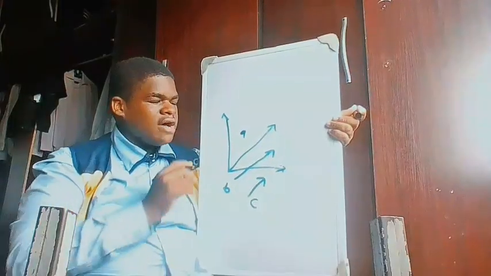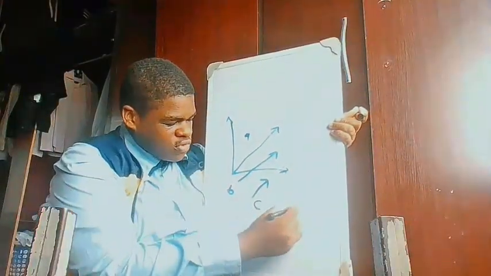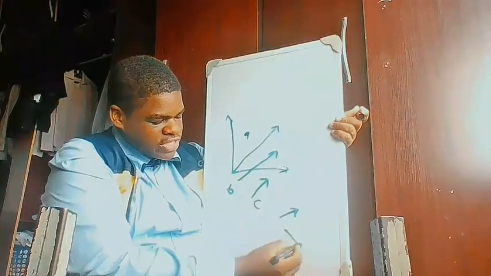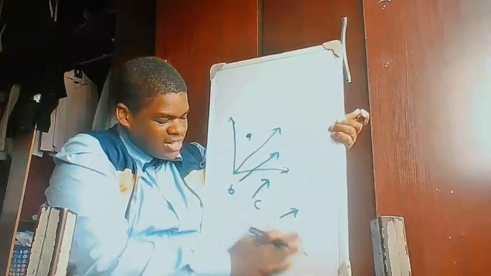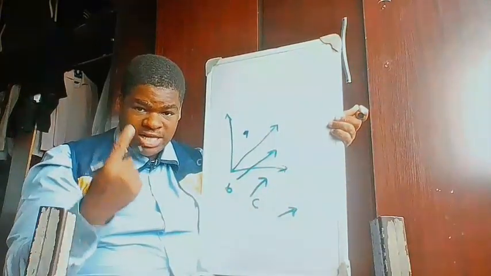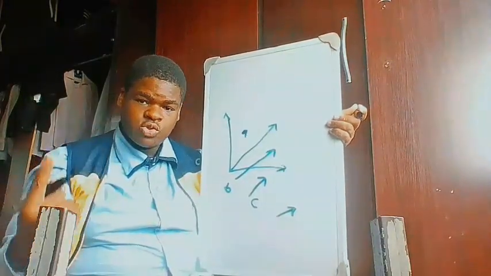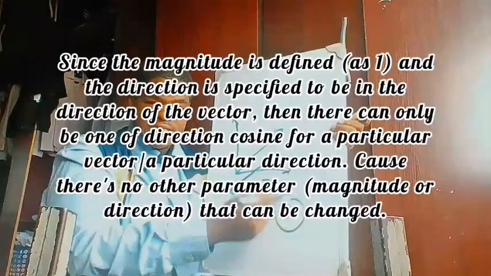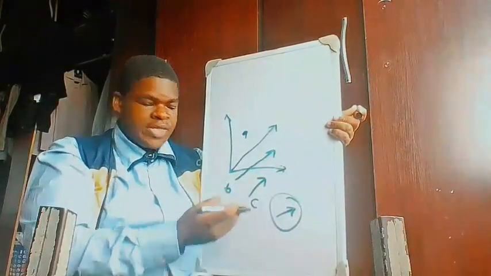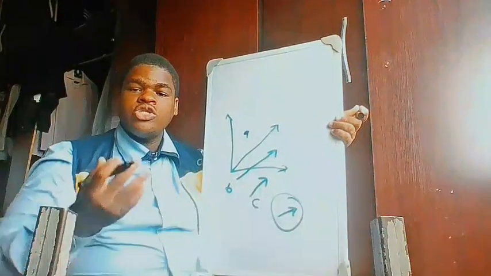You cannot have a vector with magnitude of 1 whose direction cosine is also moving in some other direction. No, the direction cosine must move in that same direction, and it has only one magnitude, that is a magnitude equal to 1. So there's only one of its kind. But for direction ratios, there are multiple of its kind. It's just in the same direction, but the magnitude is not specified.